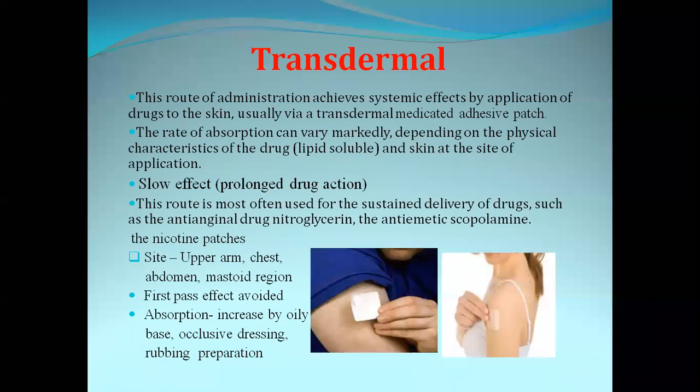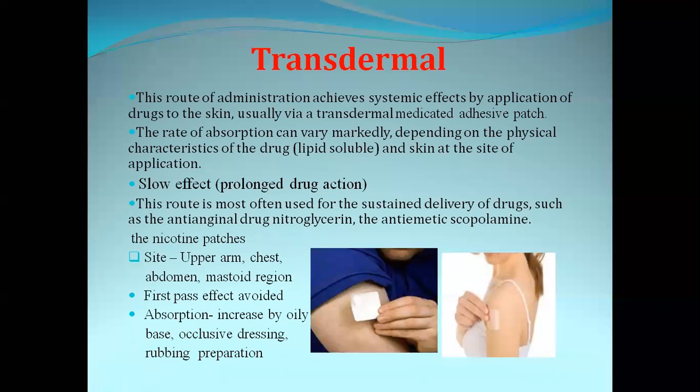throughout the period. Here the rate of absorption can vary markedly depending on the physical characteristics of the drug and skin at the site of application. This drug has a slow effect and prolonged duration of action. This route is most often used for sustained delivery of drugs, such as anti-anginal drugs like nitroglycerin.